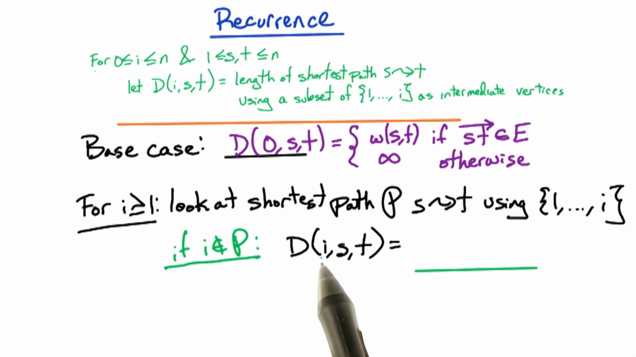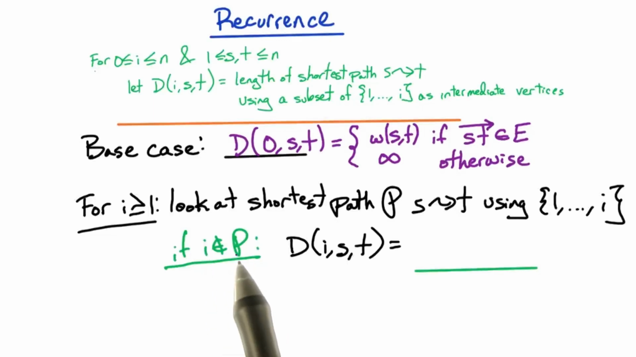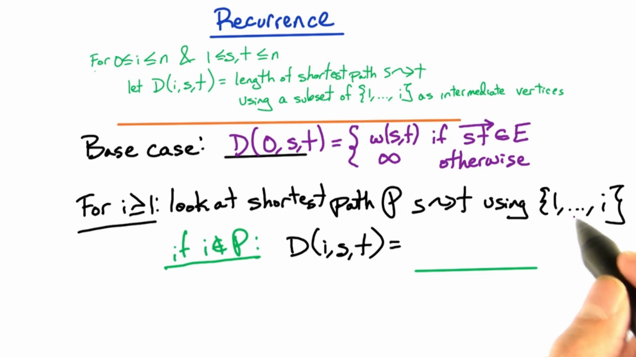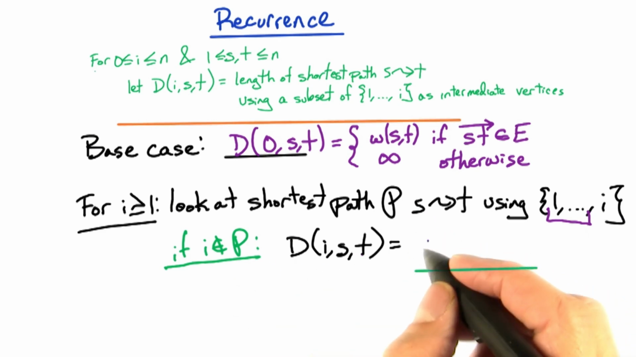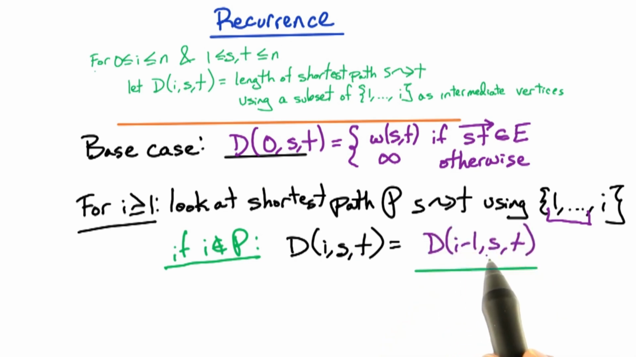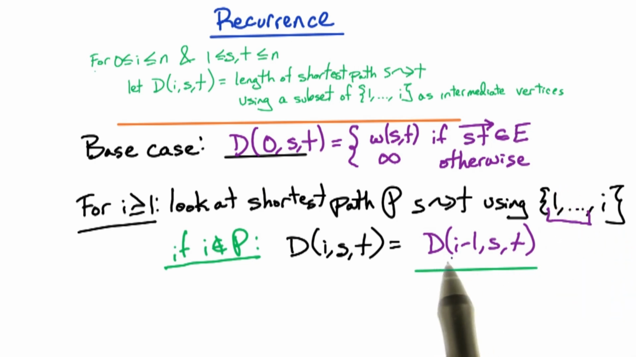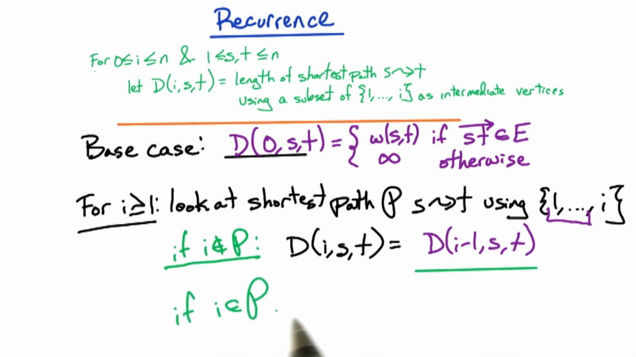And so can we express D of I, S, T in terms of smaller subproblems? If vertex I is not on the path P, then this path P only uses a subset of vertices 1 through I minus 1 as intermediate vertices. Therefore, D of I, S, T in this case is the same as D of I minus 1, S, T. Since we're only using a subset of the first I minus 1 vertices as intermediate vertices, the solution is obtained by this subproblem. The other case is when I is on the path.